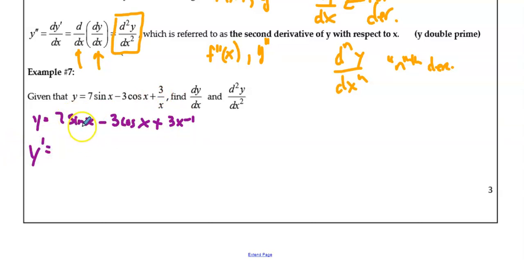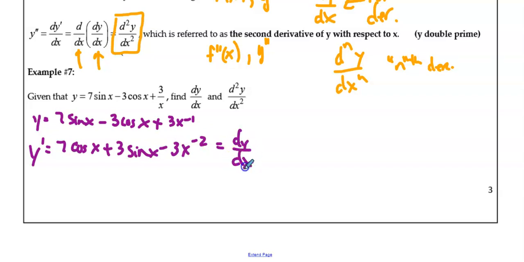So let's look at 7 sine of x. We had a conversation in video 2 about a constant and a trig function. The derivative of this is simply going to be 7 cosine of x, just the number and cosine of x. And then the same thing over here. It's going to be negative 3, and then I'm going to take the derivative of cosine, which is negative sine. So I'm going to go ahead and make it positive 3 sine x. And then this one right here, ladies and gentlemen, move the negative 1 down, so we're going to use the power rule. So negative 3x to the negative 2. And again, this is equal to our very first derivative. Okay, so y prime is good, so is dy dx.